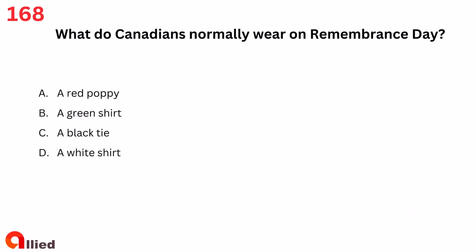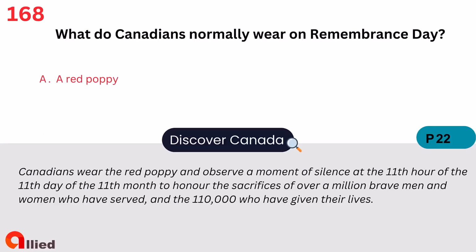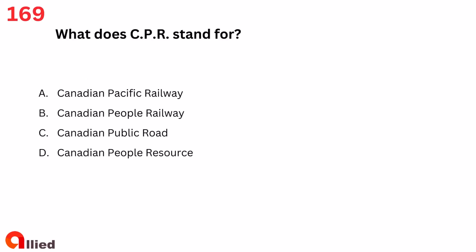Ontario. Question 168. What do Canadians normally wear on Remembrance Day? A. A red poppy. B. A green shirt. C. A black tie. D. A white shirt. The answer is A. A red poppy.